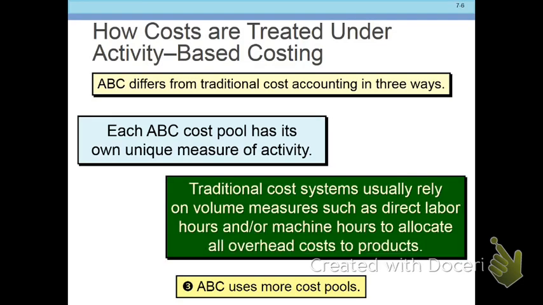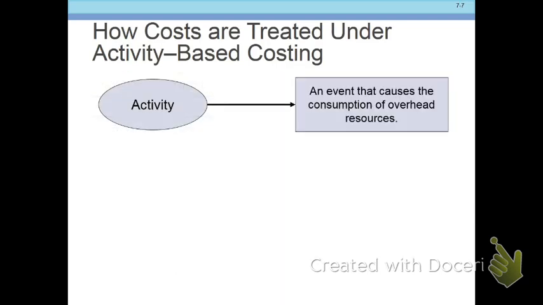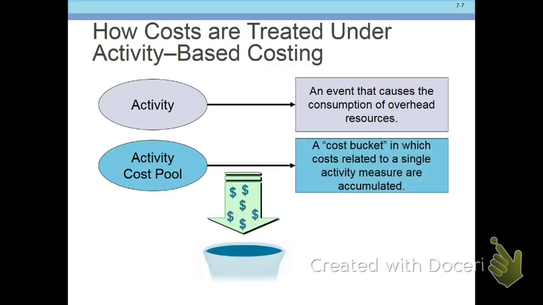Each activity-based costing pool is going to have its own unique measure of activity. I've already mentioned that the traditional ones required things like labor hours or machine hours. In this particular case, we're going to use a lot more overhead rates. Now, what we're going to look for are various activities. For purposes of this class, I'm going to provide you all these. In the real world, you would have to determine them. Each of those activities is going to create an activity cost pool, which is a bucket that's going to collect those particular costs.